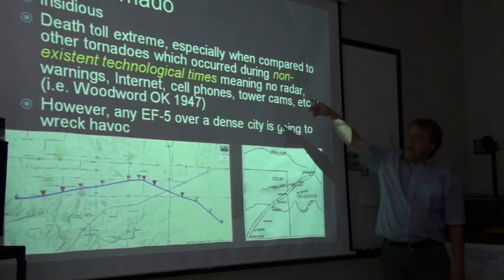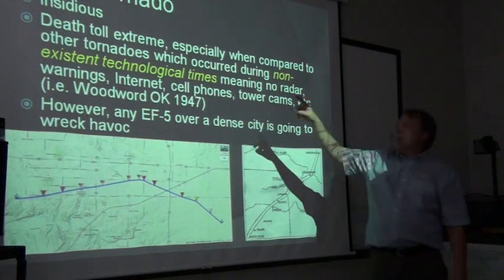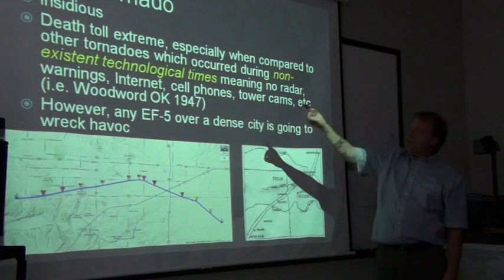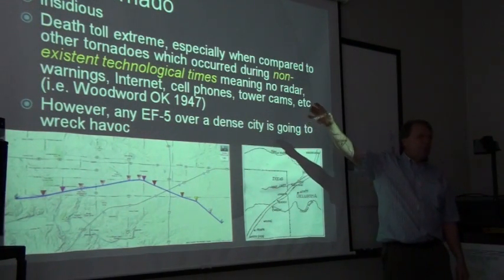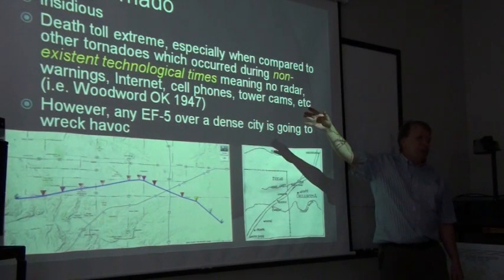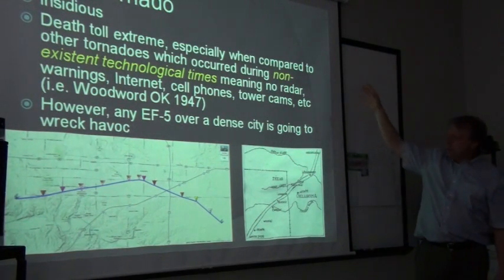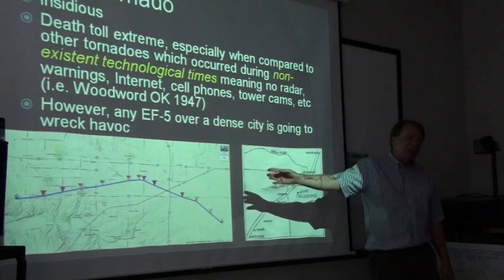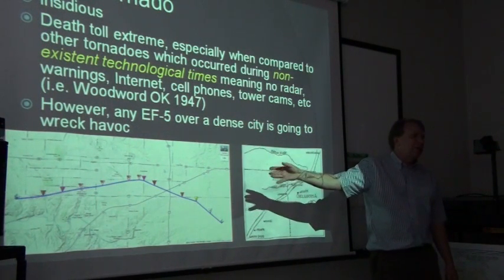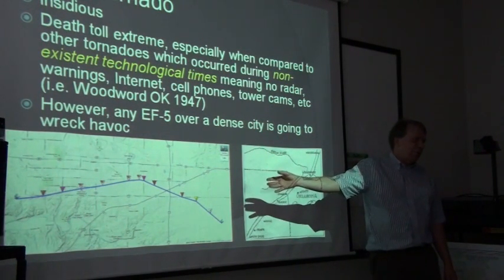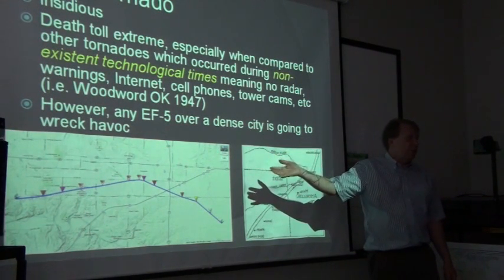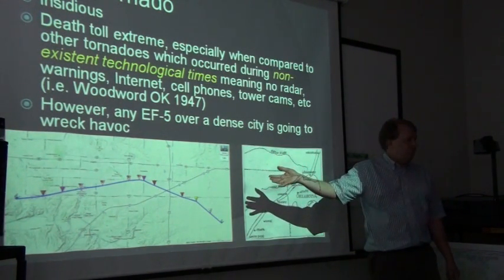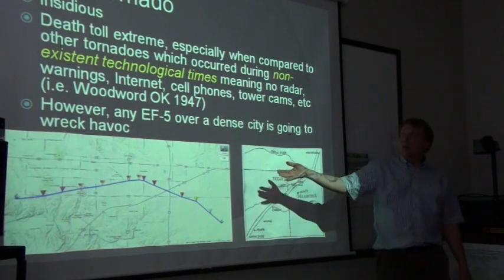So the Joplin tornado, I call it insidious, and here's why. The death toll was extreme. It's at about, depending on where you read, 150, 160, somewhere in there. Now, of course, when it goes to a metropolitan area, you're going to get a lot of death, unfortunately, even among the people who follow the correct procedure. If you don't have a proper place to hide in an EF5 tornado, you're toast. If you don't have a basement, your chances of survival are very, very low.